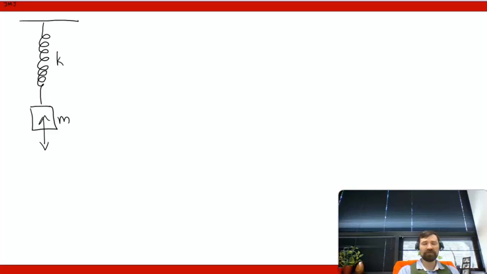Now, if we were to do the sum of forces for this system, the sum of forces would basically look like k times, let's say, delta x, the amount that the spring is stretched or compressed by. And so if it stretches downward, then I get a force upward. So for this particular system, maybe we would say something like k delta x minus m times g is equal to mass times acceleration.